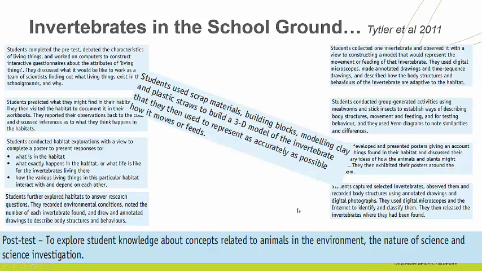Students used scrap metals, building blocks, modelling clay and plastic straws to build a 3D model of the invertebrate that they then used to represent as accurately as possible how it moves or feeds. And some of these took the form of puppets. They don't have to be elaborate. They can be puppets, hand puppets. And the final point, of course, a post-test. How are you going to set up an evaluation tool to explore student knowledge about concepts related to animals in the environment, the nature of science, and science investigation? So what will that tool look like?